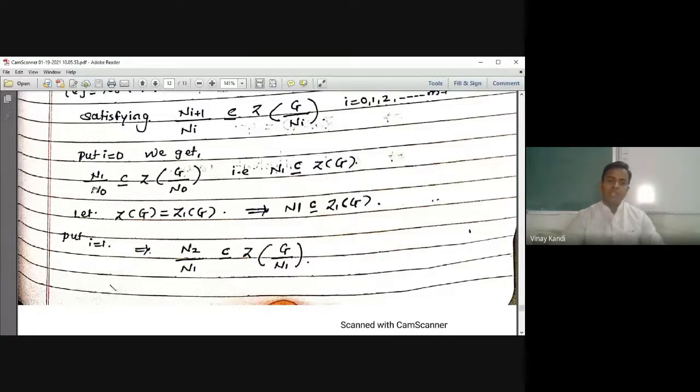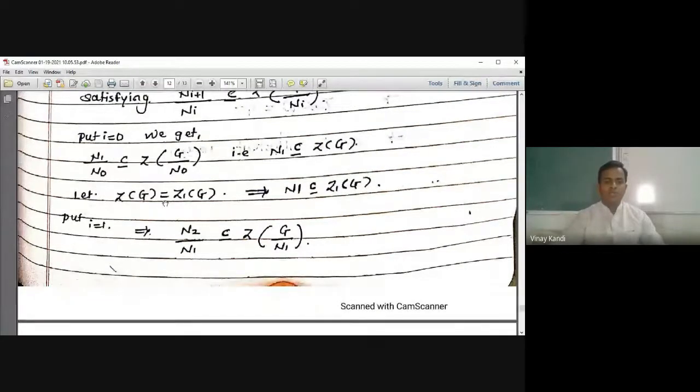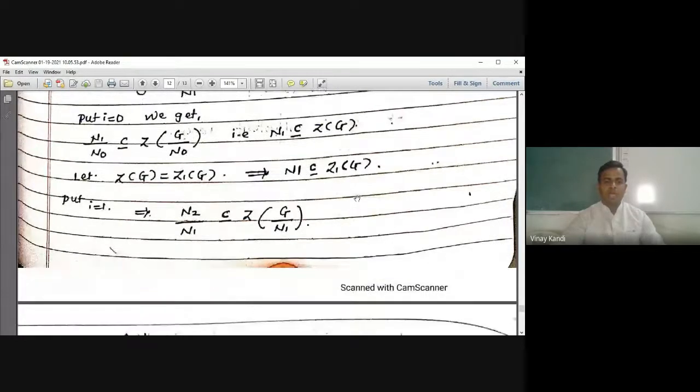In the factor group there is N naught. Okay, so we can write N1 is contained in Z of G. Now let Z of G be equal to Z1 of G, assuming Z of G is the first center of that group. It implies that N1 is contained in Z1 of G. Put i equal to 1.